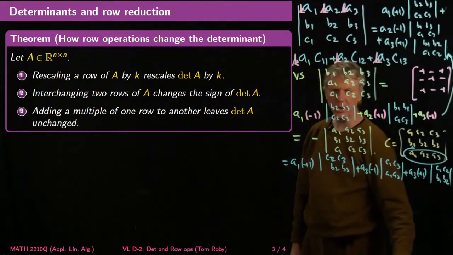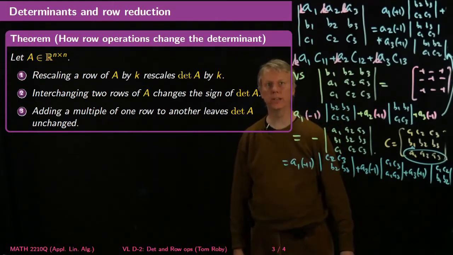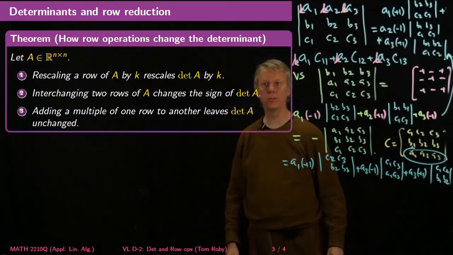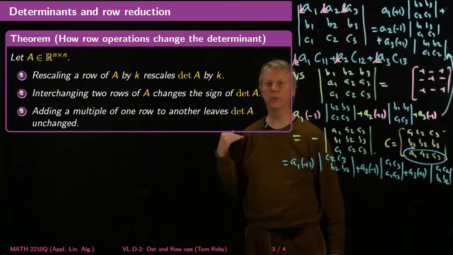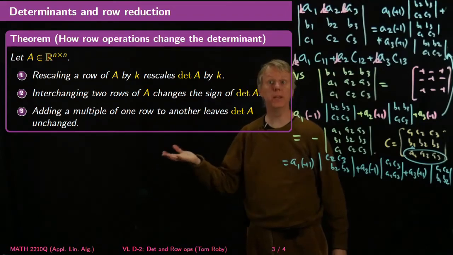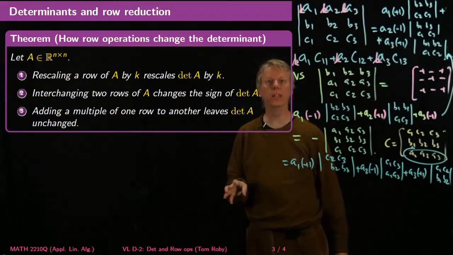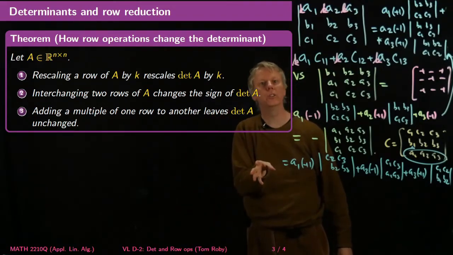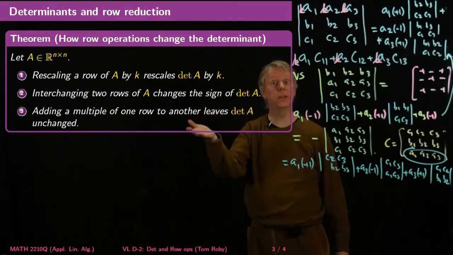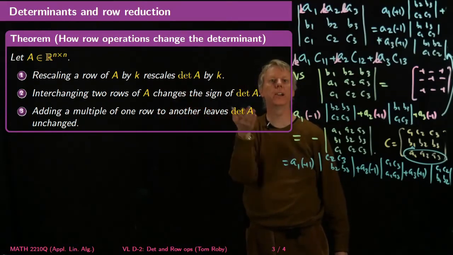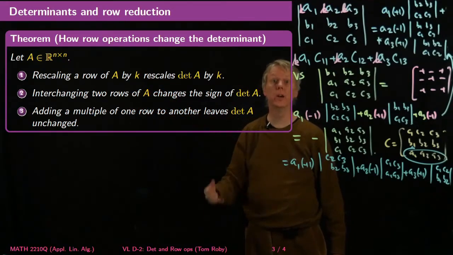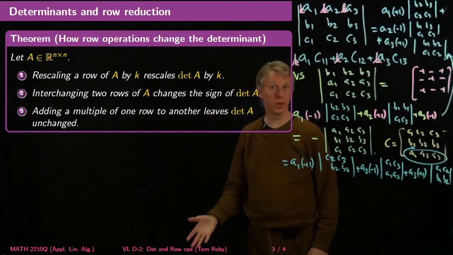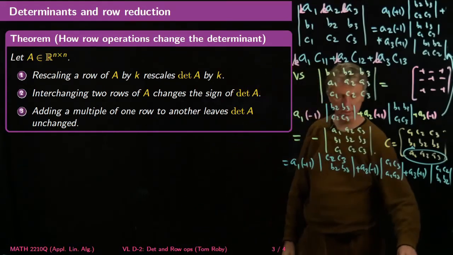The last one is a little bit hard to see from the Laplace thing, so I'm just going to leave it if you're curious to check in the textbook for a proof. But adding a multiple of one row to another leaves the determinant of A unchanged. And this is an extremely useful thing to have up our sleeve, because it means that we can do a lot of things to a matrix without changing the determinant. Just like we could do a lot of things to a matrix without changing the solution set, and that allowed us to convert a matrix that was hard to understand to one that was easier to understand, we can do the same thing if we want to compute a determinant of a matrix. Okay?